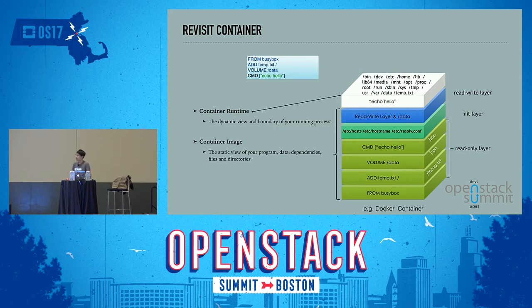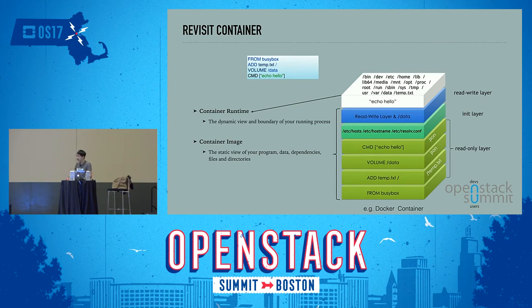It is actually composed of two parts. The first part is the container runtime, which is a dynamic view of your boundary and of your running processes. In this example, it's echo hello world, and it is running inside the namespace and cgroups. The second part is the container image, which is the static view of your program, your data, dependencies, files, and directories. In a Docker container, you will have a read-write layer, a linked layer, and a group of read-only layers, which will be union-mounted together to form a unified view of your file system. That's the Docker image we're talking about.